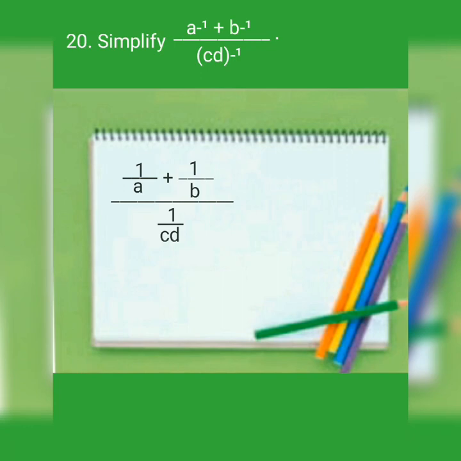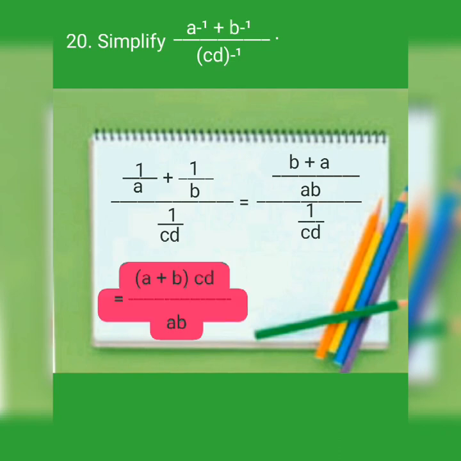1 over a plus 1 over b is equal to b plus a over ab. B plus a over ab divided by 1 over cd is equal to b plus a over ab times cd. So, the final answer is quantity of a plus b times cd all over ab.